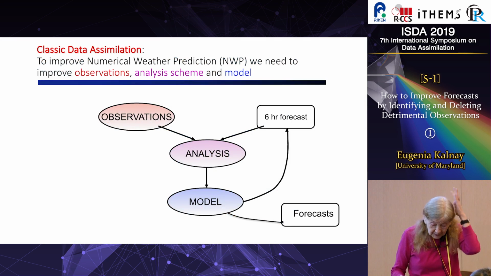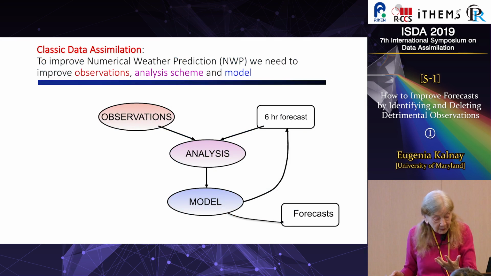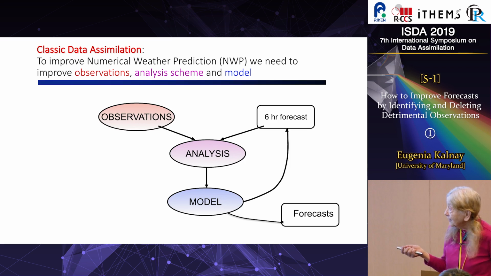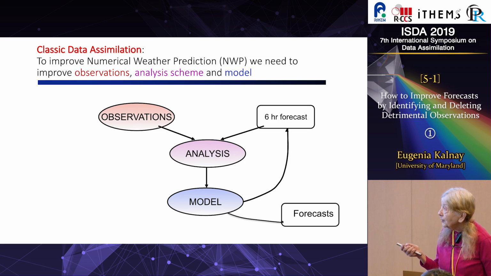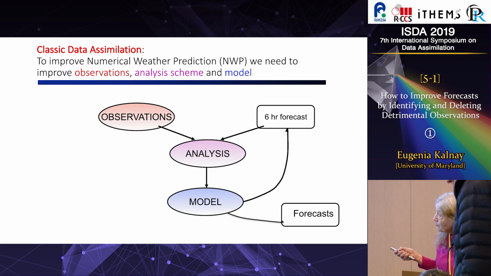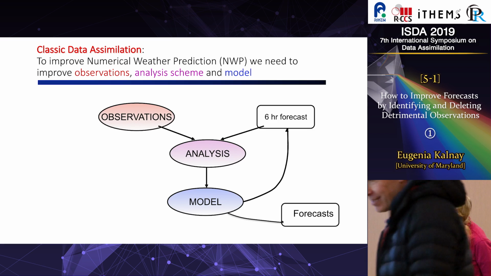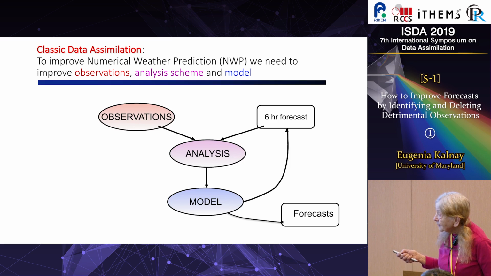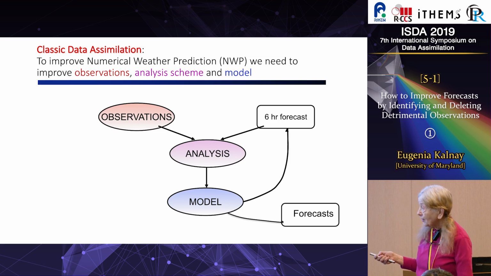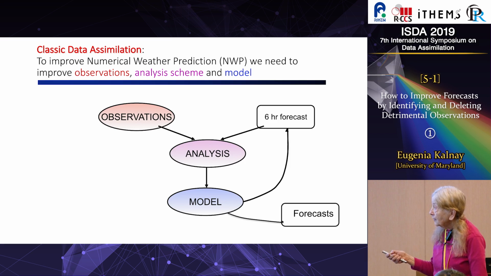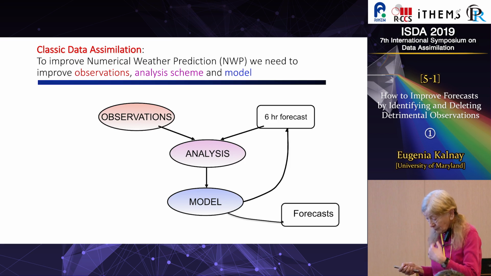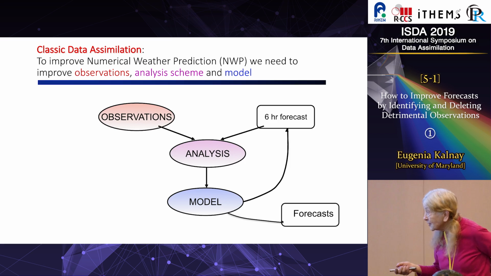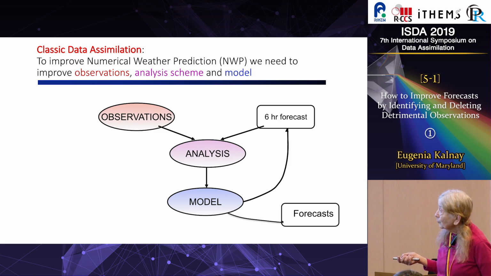I would like to start with exceedingly simple ideas. This is a schematic of the classic data assimilation, and the purpose is to improve numerical weather prediction. And for that, we need to improve the observations with time, improve the analysis, the method of data assimilation, with time, and the model with time. They all have to be improved over the years and the decades, and that improves the forecast.